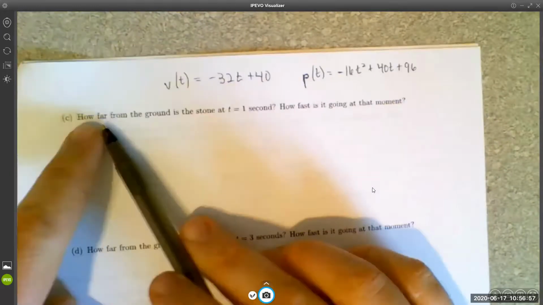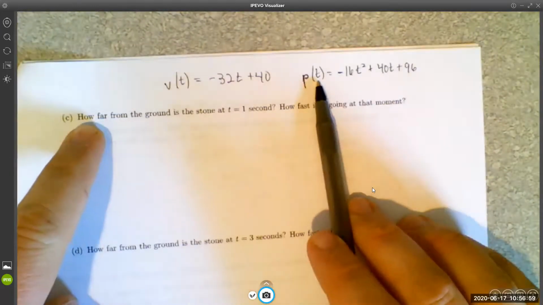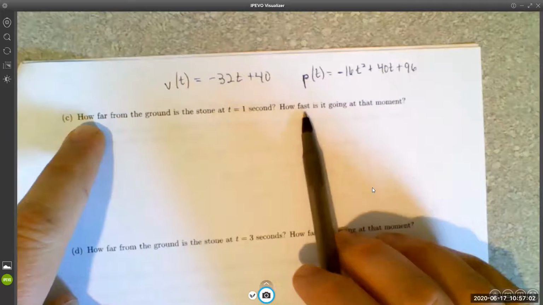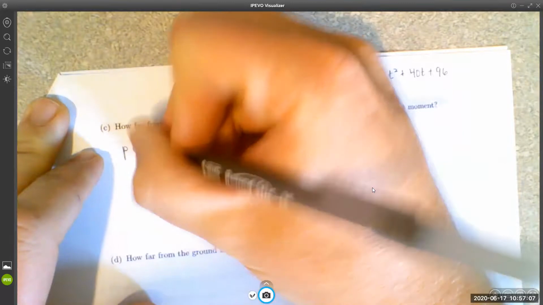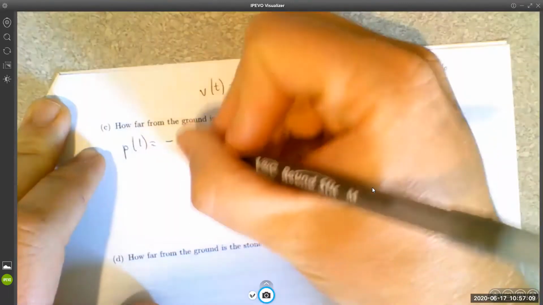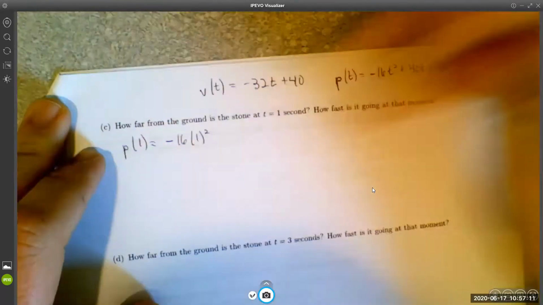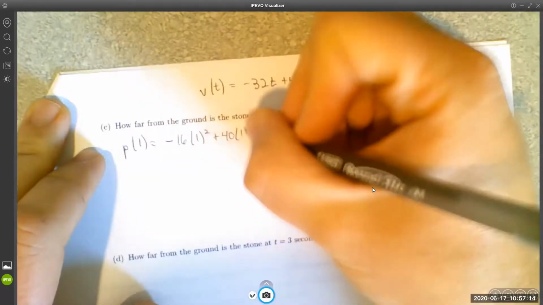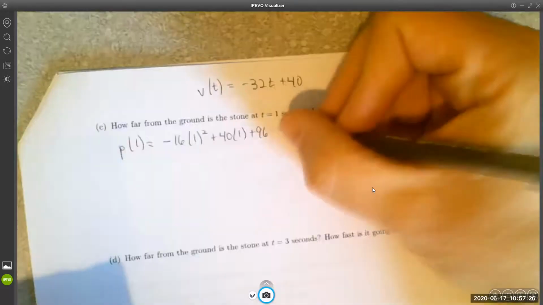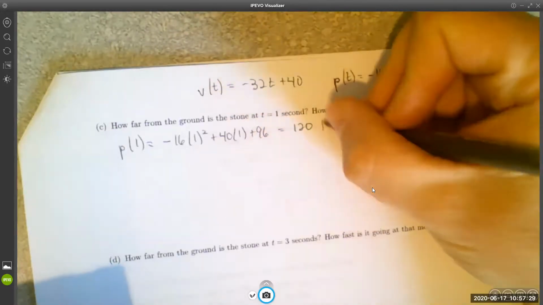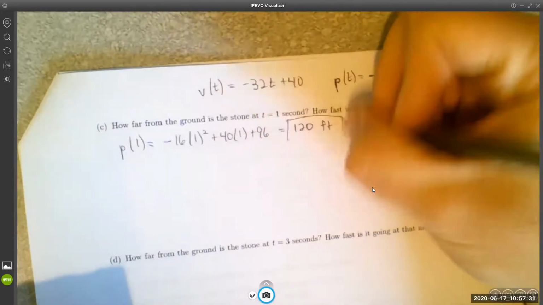So how far from the ground? Well, if you want to answer how far from the ground, then you should use the position function. And if you want to figure out how fast it is, then you should use the velocity function, right? So at 1 second, let's see. So that would be negative 16 plus 40 plus 96 is 120. So it's 120 feet from the ground after 1 second.